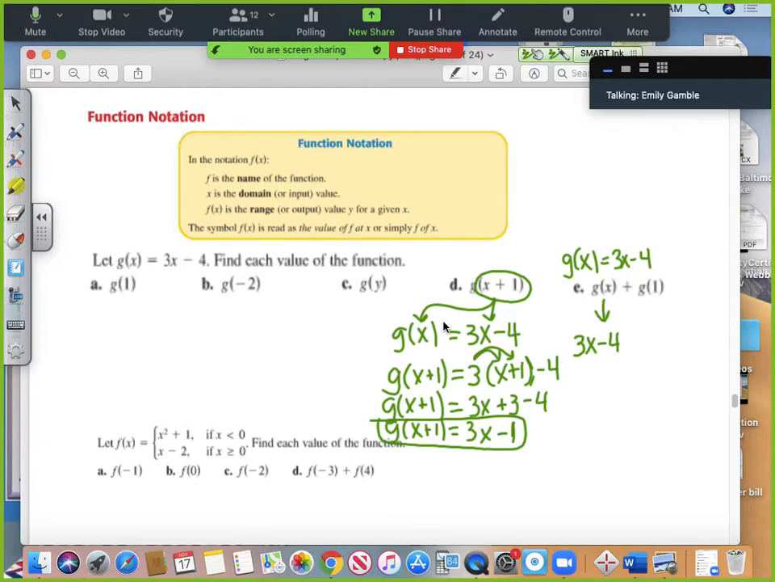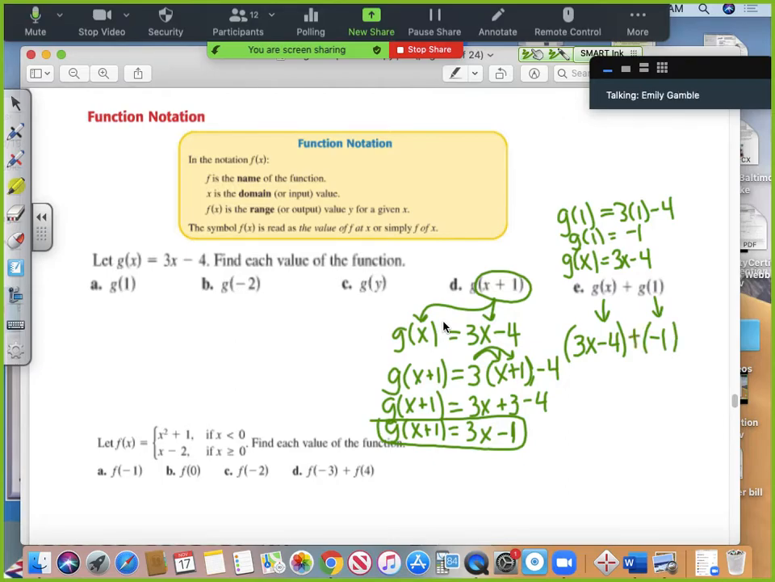But then we also need to find out what g of 1 is, and then we're going to add it to 3x minus 4. So g of 1 would mean actually take this function, replace 1 in for x, which we already did here, so we already have this answer, but we could just do it again. And 3 times 1 is 3, minus 4 is negative 1, so I know g of 1 equals negative 1. So if g of x equals 3x minus 4 and g of 1 equals negative 1, we're taking these two things and we're adding them together.